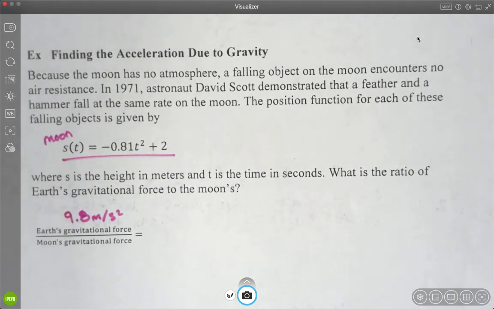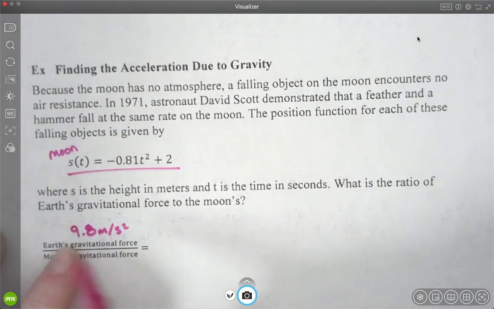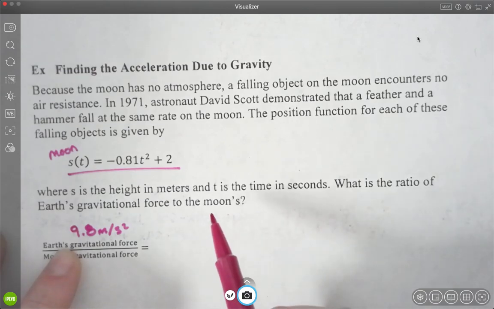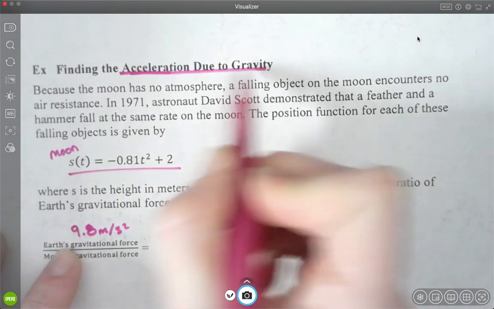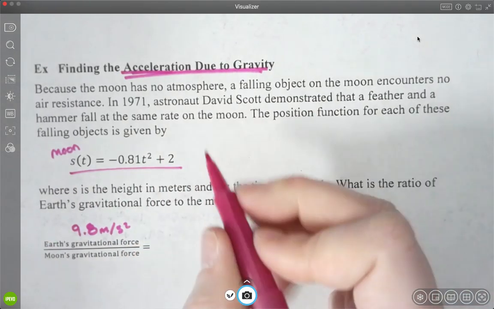So we have to figure out what the gravitational pull is for the moon. And this is acceleration due to gravity. What is the ratio of Earth's gravitational force to the moon? So we want the acceleration due to gravity. Where does it say? Does it say acceleration anywhere? Oh, acceleration due to gravity, right here. So, if this gives me the position, what do I need to do to find acceleration?